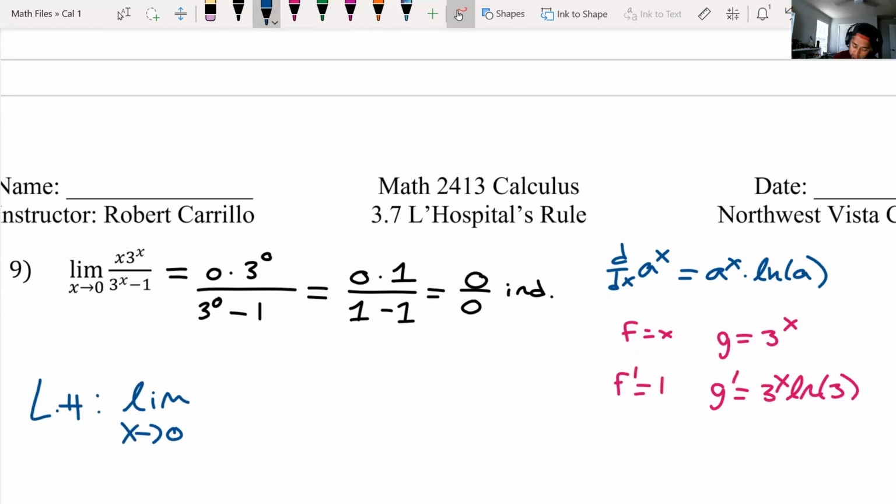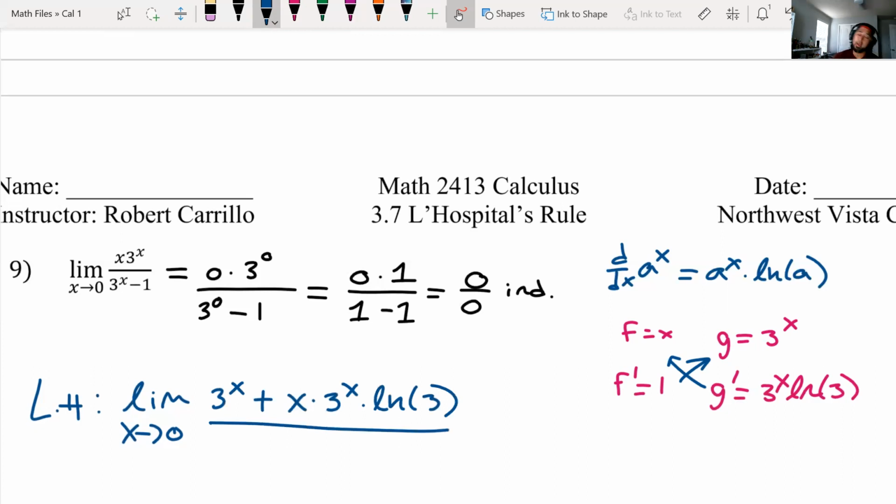Okay. So the numerator becomes 3 to the x plus x times 3 to the x times the natural log of 3. And then the denominator is just 3 to the x times the natural log of 3. Okay.